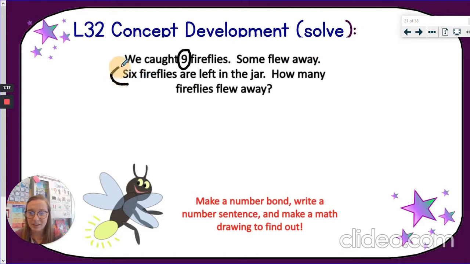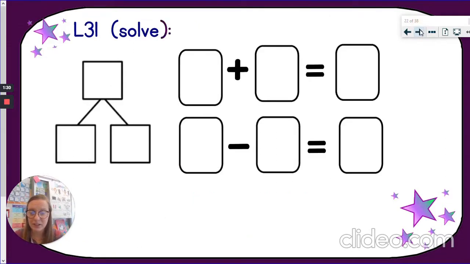Then I see another number here. 6 fireflies are left in the jar. Show me 6 on your fingers. 6 fireflies are left in the jar. That is the part we know. So we're going to solve this problem using a number bond, an adding sentence, a subtracting sentence, and then we are going to draw a picture.